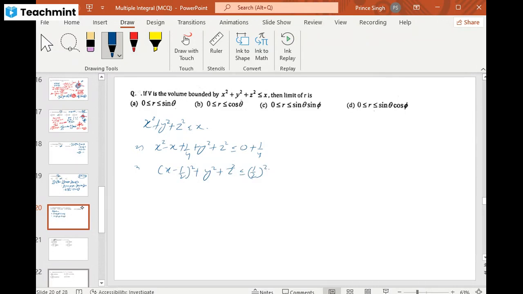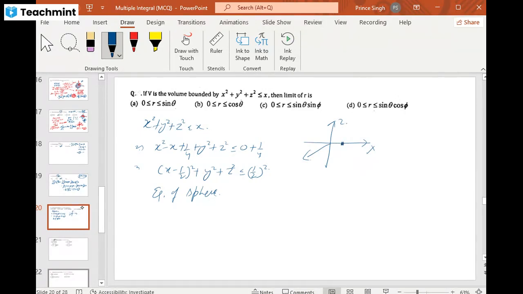So this is basically the equation of a sphere. This is the equation of a sphere whose center lies on the x-axis. So say this is the x-axis, this is the y-axis, and this is the z-axis.